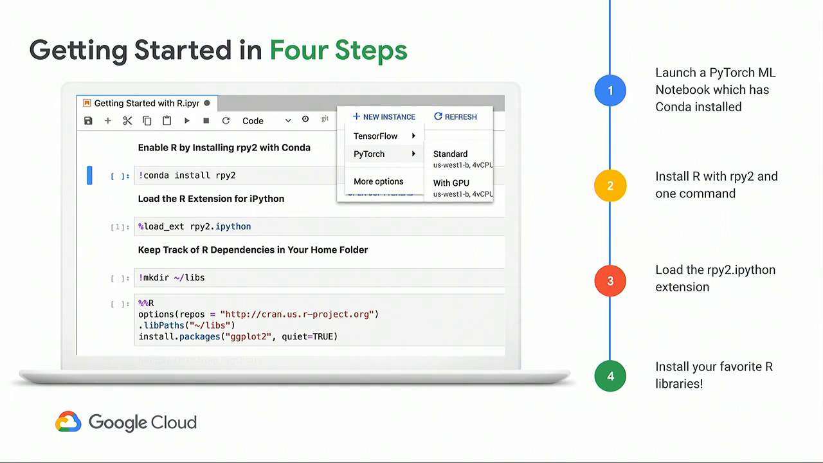Specifically for R users, we can get started in 4 steps. So we can launch a PyTorch ML notebook, which has Conda installed. And this is going to make it easier to install our R-based packages and libraries. We're also going to load the RPy2 extension to enable R cell magic. And this is what allows us to run both R and Python in the same notebook. We're going to create a directory in our home folder for libraries so we can install our own libraries and have write access to that directory.